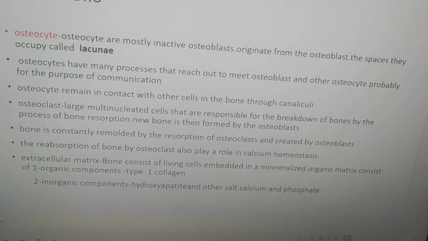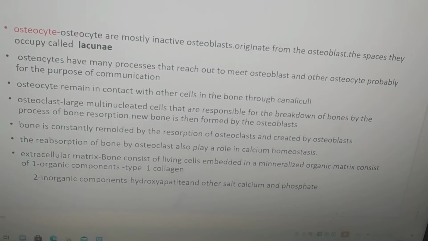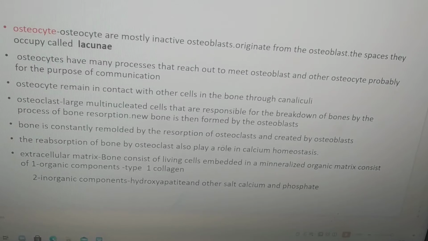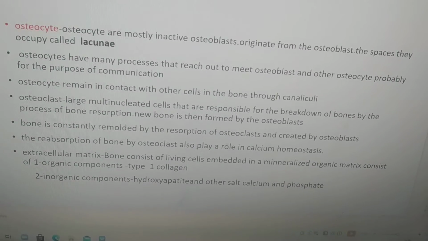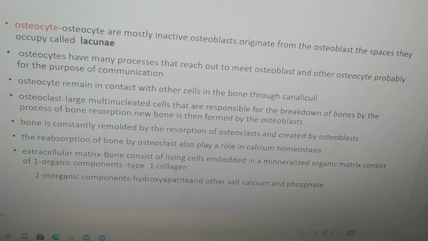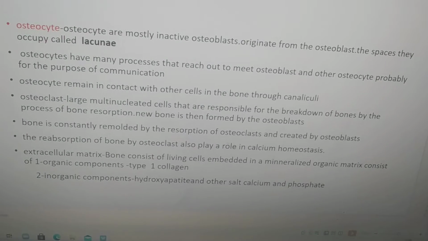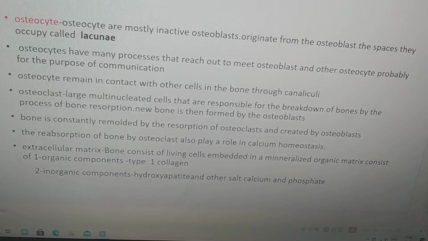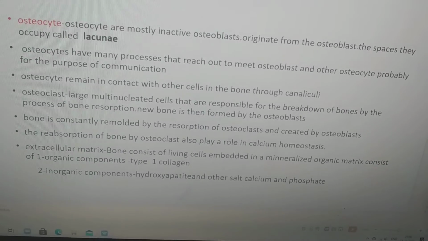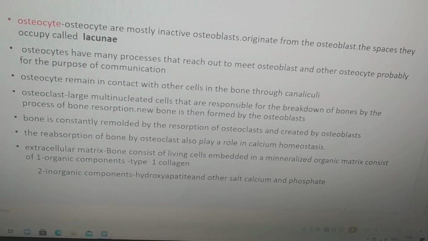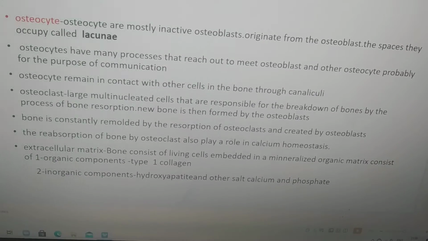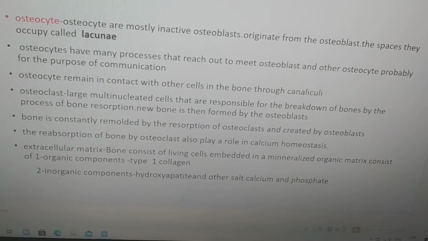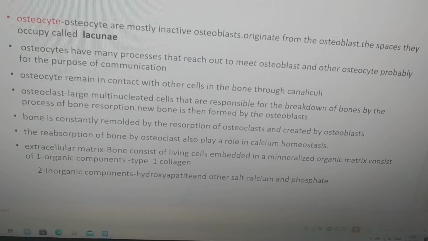Osteocytes have many processes that reach out to meet osteoblasts and other osteocytes, probably for the purpose of communication. What is the purpose? The purpose is communication. Osteocytes remain in contact with other cells in the bone through canaliculi.